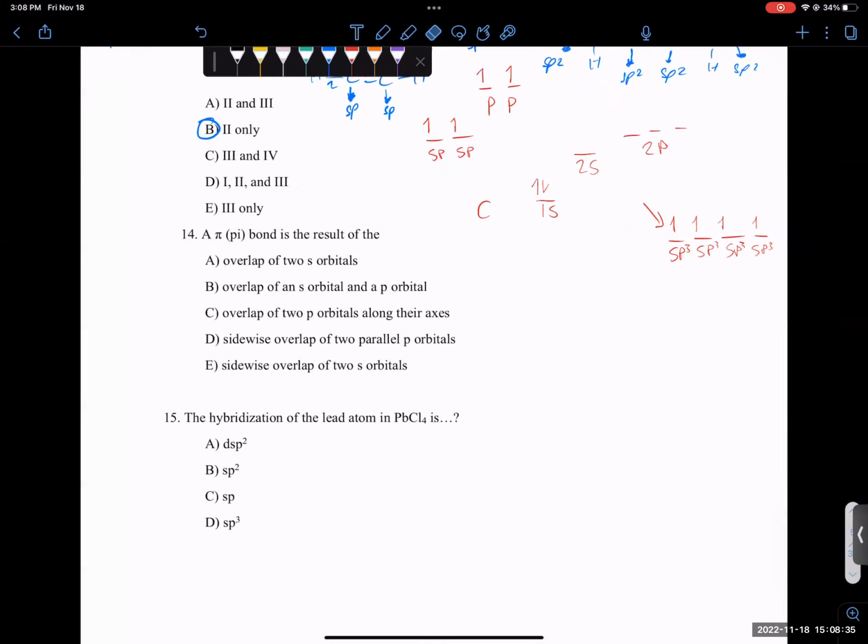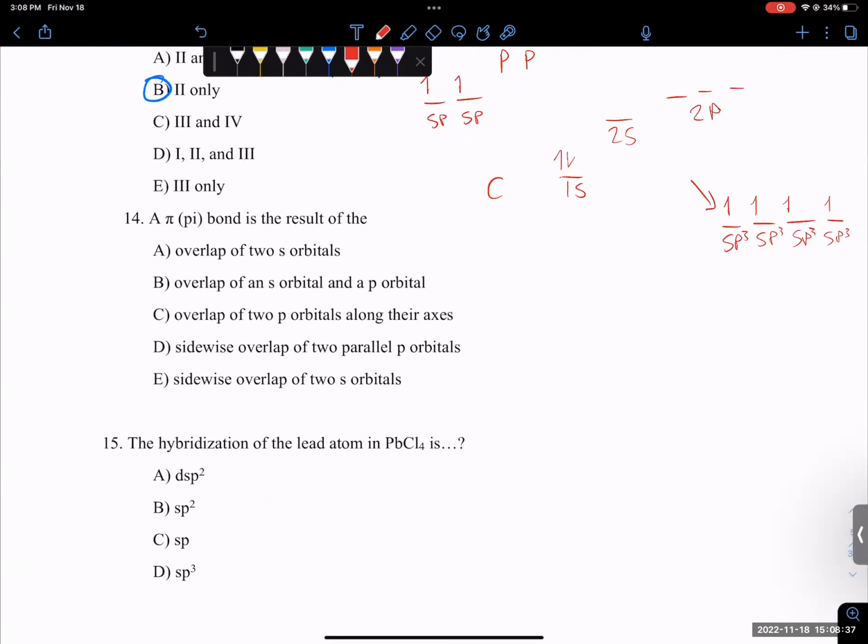All right, number 14. A pi bond is a result of the blank. I'm even gonna give y'all 30 seconds. That's in your second chart plan.